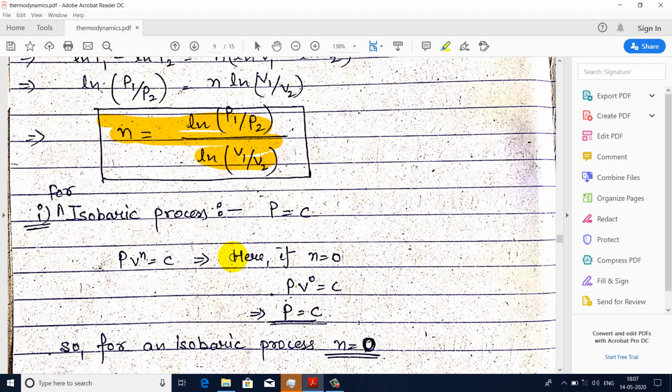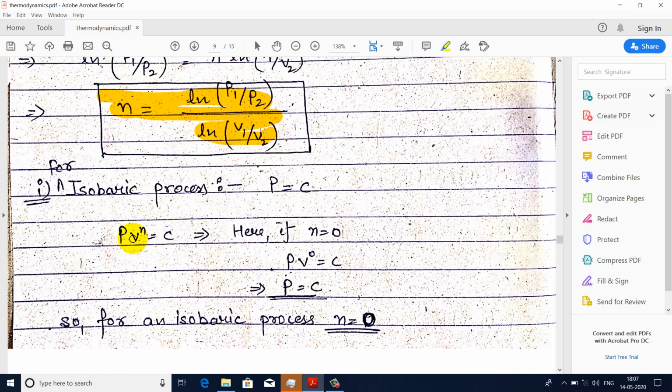Next, first we will see the case of isobaric process. In isobaric process pressure is constant, so P equals C, where C is a constant. So in the formula PV^n equals C, if we put n equals 0, then V to the power 0 will become 1, because we know the formula x to the power 0 equals 1. If 0 is the power of any quantity, then it becomes 1. So putting n equals 0 in this formula, we get pressure equals constant. So in the formula for polytropic process, if we take n equals 0, we get isobaric process in which pressure is constant. So we can say that for an isobaric process, the value of polytropic index is 0.